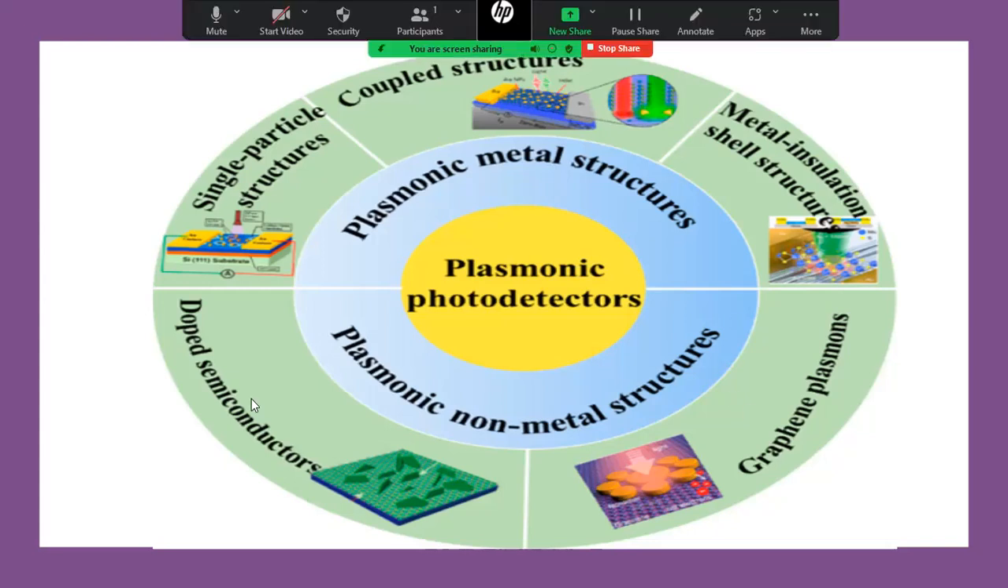Here is the plasmonic photodetector cycle: single particle structures and coupled structures, then the metal-insulator shell structure, graphene plasmons, and doped semiconductors. Actually, these are the plasmonic metal structures, and these are the plasmonic non-metal structures.